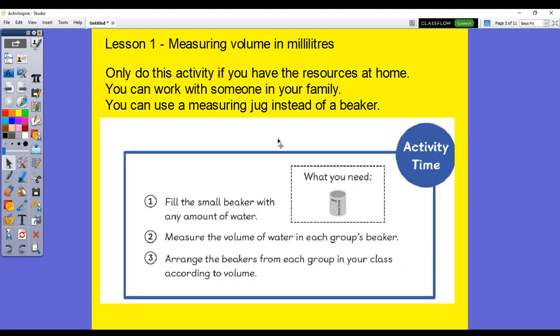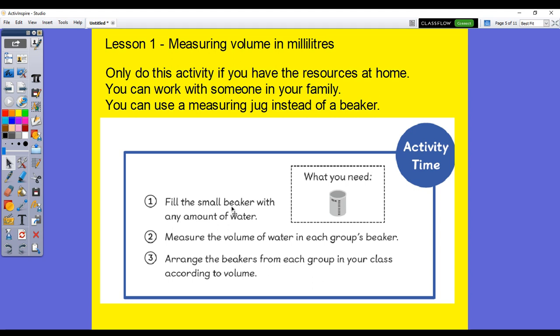Okay, so you can do this activity at home only if you have the resources. You can work with someone in your family, or you can do it by yourself. You can use a measuring jug instead of a beaker. So even though the instructions say beaker, you can use a measuring jug if you want to. This activity is not compulsory. You don't have to do it. It's only if you want a bit of fun.